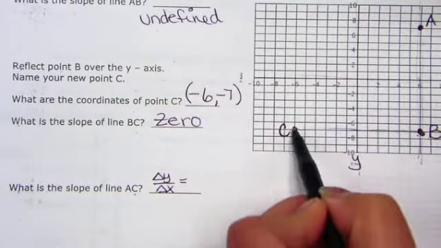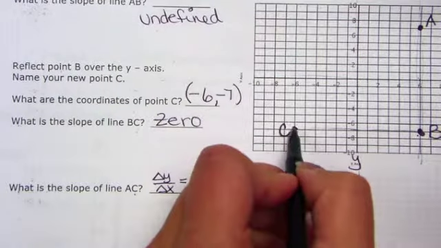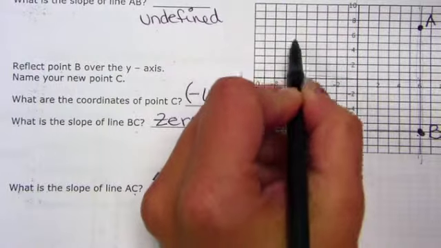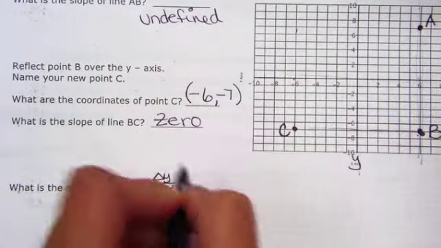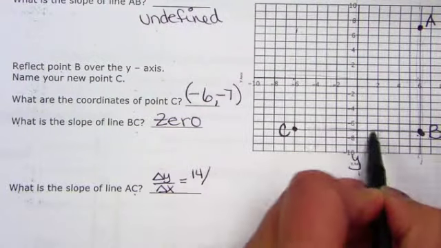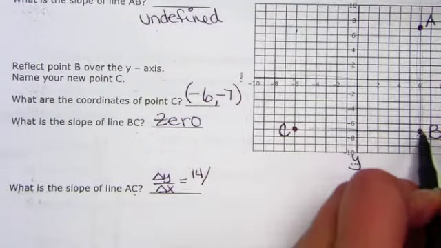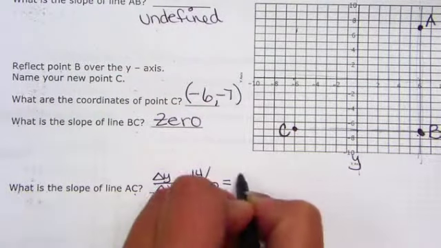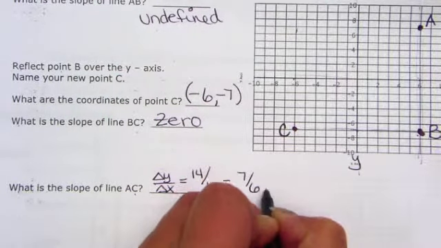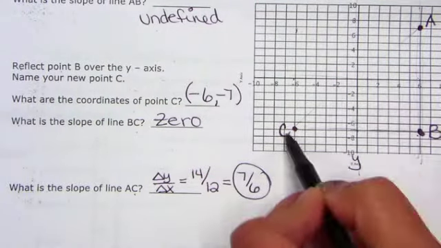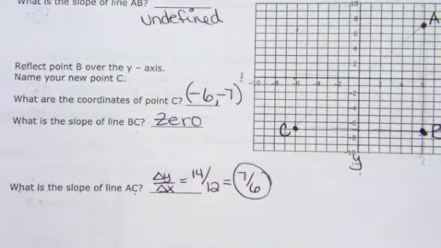To go from point C to point A, I had to go up 7 plus another 7. So I went up 14. And then I have to go over 6 plus another 6, 12. And I need to simplify this to 7 over 6. My slope is 7 over 6 from A to C. That is a positive slope.